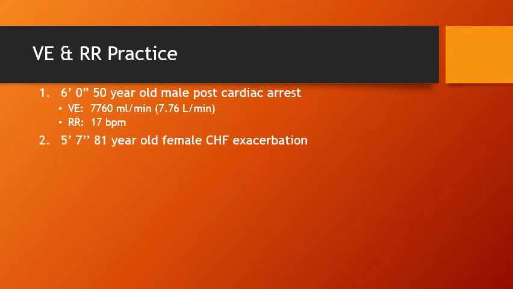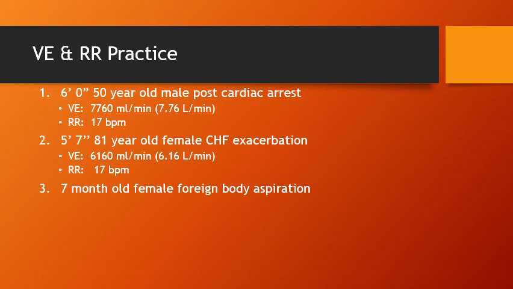Alright, patient number 2, our 81-year-old female with a CHF exacerbation. So go ahead and pause your video and calculate her targeted minute ventilation and initial respiratory rate. So for this patient, you should have gotten a minute ventilation of 6,160 milliliters per minute, or 6.16 liters per minute, again by taking her ideal body weight multiplied by 100. And then for respiratory rate, you should have also gotten 17 by taking 6,160 milliliters per minute divided by the tidal volume that we already calculated for her, and giving us 17.